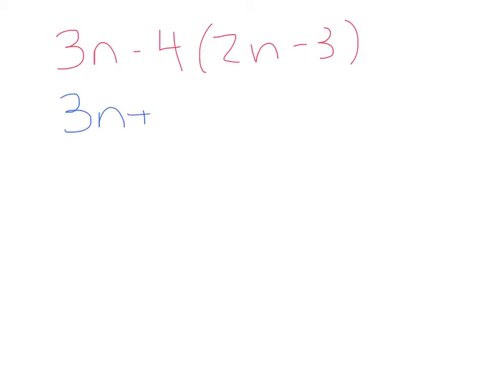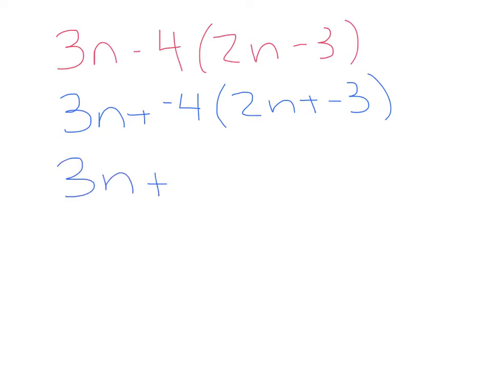So suppose you had a harder situation, something like 3n minus 4 times 2n minus 3. Now what you've got is, if you rewrite this as an addition problem, 3n plus negative 4 times 2n plus negative 3. This gives you a chance to look at the signs and follow them correctly and carefully.